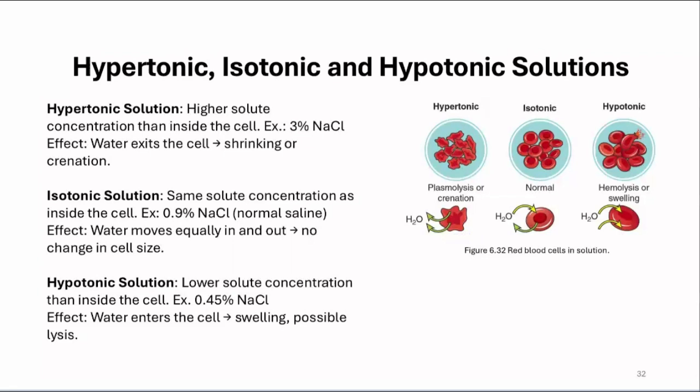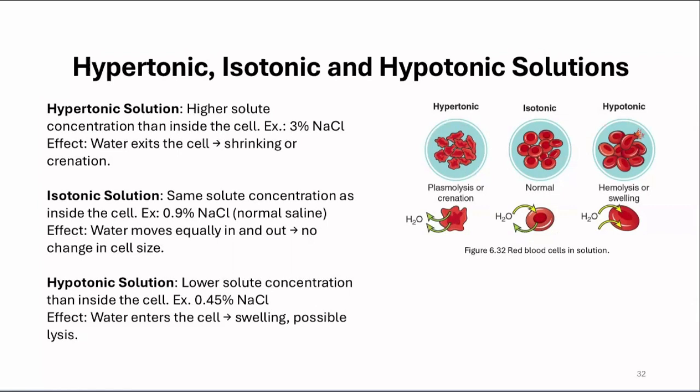If cells are put in an isotonic solution, there is the same amount of solute concentration outside of the cell and inside of the cell. So when you have an isotonic solution, since water moves equally in and out of the cell, the cell itself is going to have no change in its size, as we can see in the middle illustration.